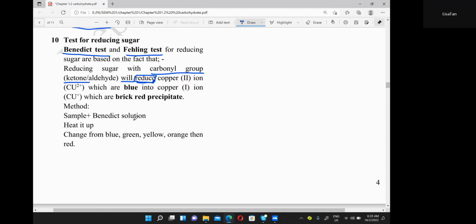So you will see the color change from blue, then green, yellow, then orange and then red, like the traffic light. Blue changing to green means there is a presence of reducing sugar, but the amount is less. If blue changes to orange, it shows the presence of reducing sugar, but the amount is also less, though more than the green color. If green, it means very, very little reducing sugar. If blue changes to red, this shows the presence of reducing sugar and the amount of reducing sugar is a lot.